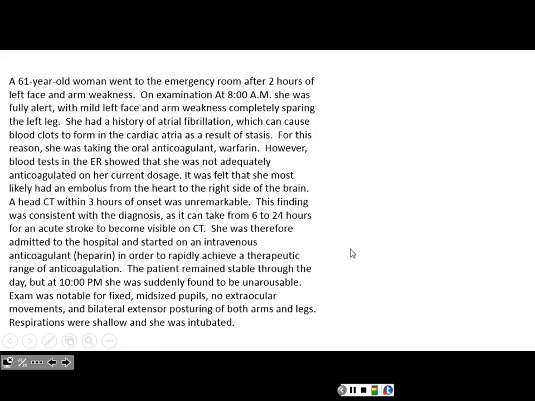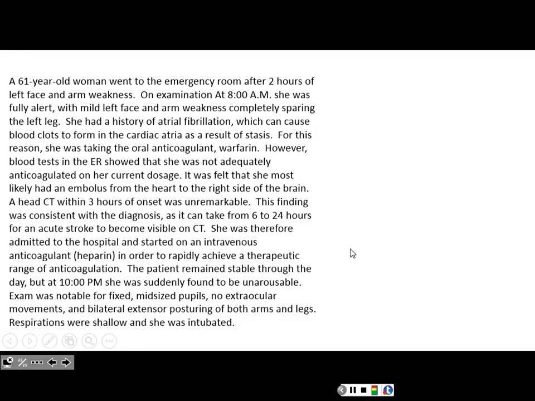A head CT within 3 hours of onset was unremarkable. This finding was consistent with the diagnosis, as it can take from 6 to 24 hours for an acute stroke to become visible on CT. She was therefore admitted to the hospital and started on an intravenous anticoagulant, heparin, in order to rapidly achieve a therapeutic range of anticoagulation. Okay, we're trying to prevent future emboli, right?